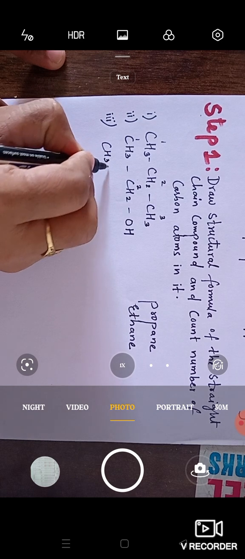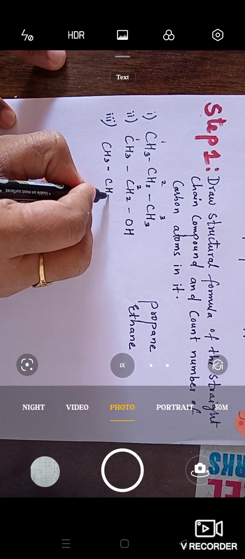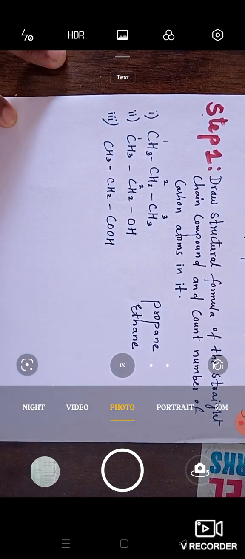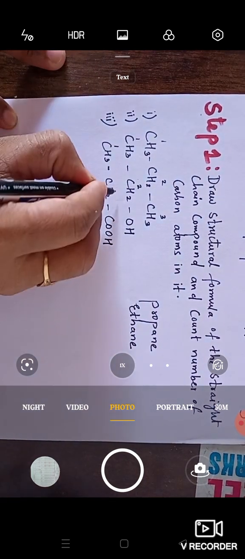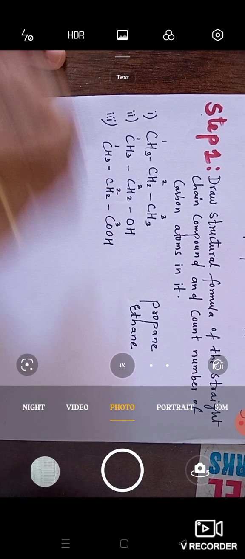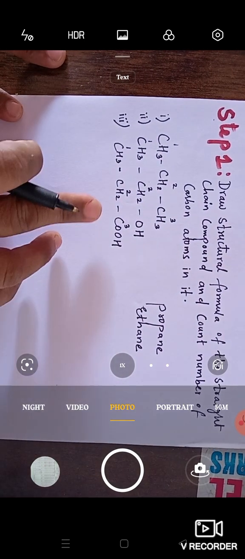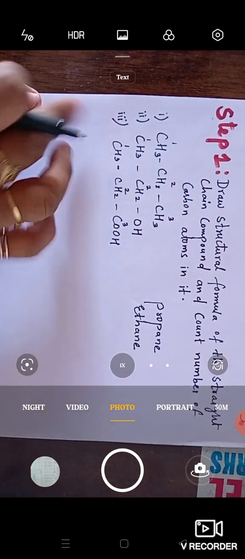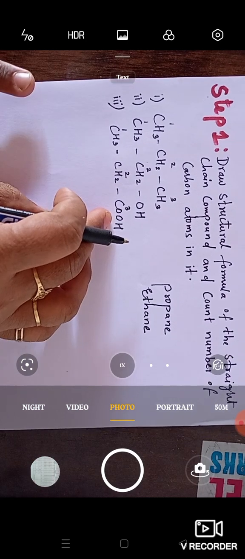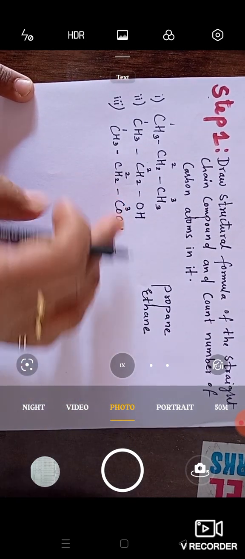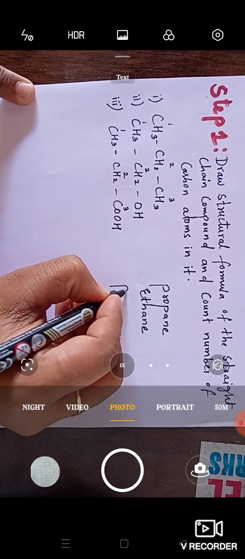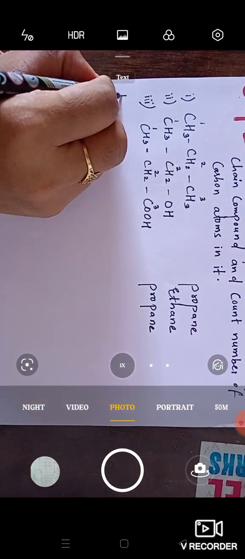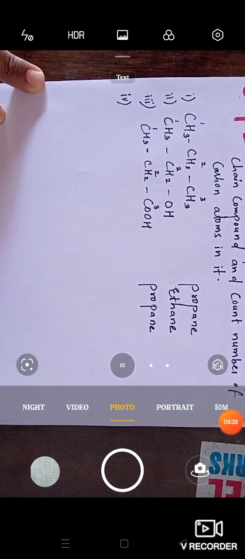CH3, CH2, COOH. Here, let's count the number of carbon atoms: 1, 2, 3. There are 3 carbon atoms. Even though this carbon atom is of the functional group, we still need to count it. And the alkane with 3 carbon atoms is propane. Propane. Let's see more examples.